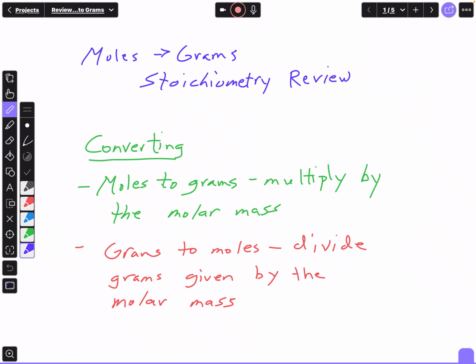Grams to moles, we are going to divide the grams that are given by the molar mass. So the molar mass should be punched into your calculator. If you're given grams, say you're given 14 grams of H2O in the problem, to convert that to moles, you have to divide by the molar mass. If you add up the molar mass of H2O, it's 18.02. So you take the grams given to you in the problem, divided by the molar mass. That's how you convert to moles.